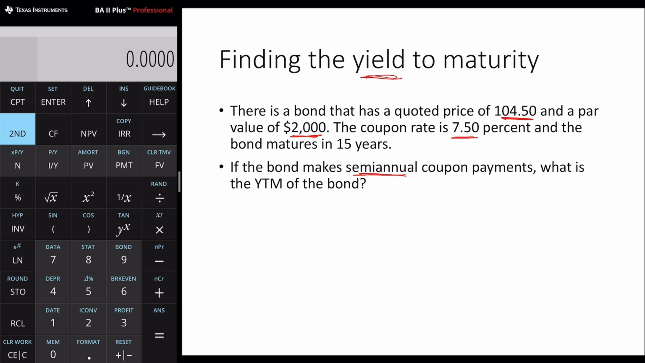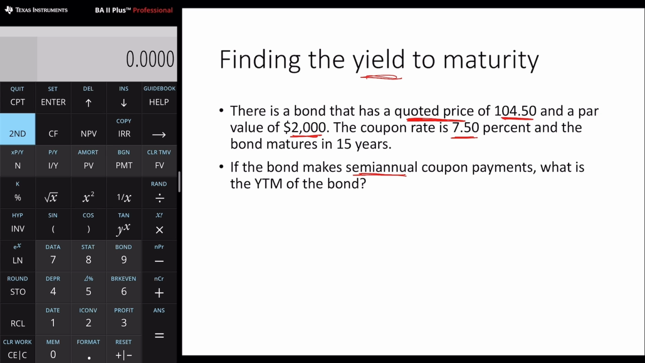Quoted price. Now, this is important too because this is common in the bond market, just something you have to get used to. The quoted price is kind of like a percentage. It's saying the price is 104.5% of the par value. It doesn't mean that the price is selling for $104. It means it's selling for 104.5% of the face or par value. Okay, so that's something that's tricky, but common in the bond market and just kind of part of the language of the bond market that you have to get used to.